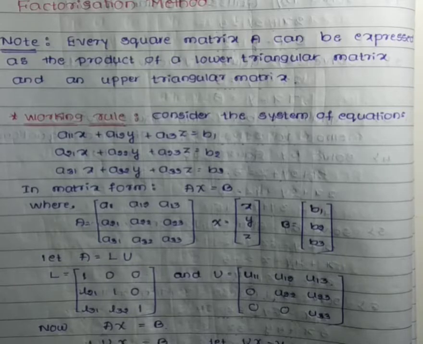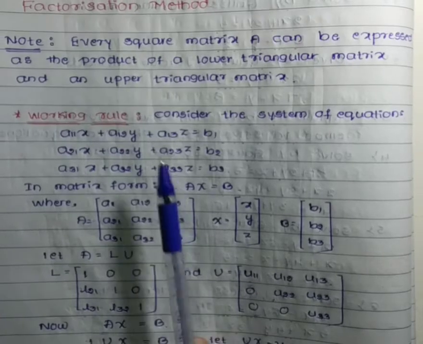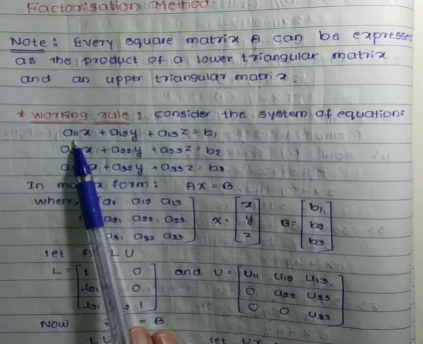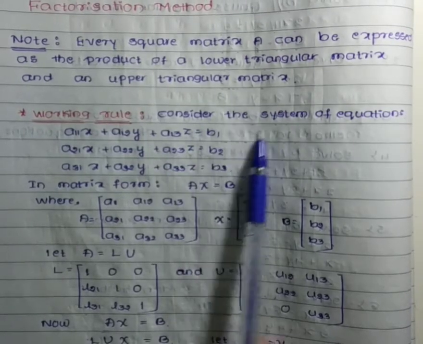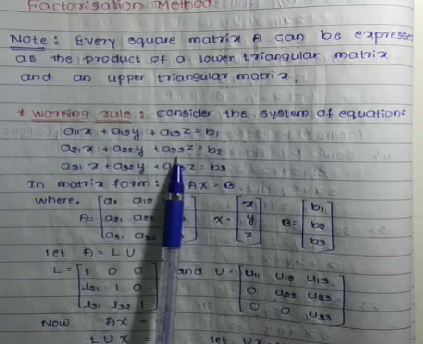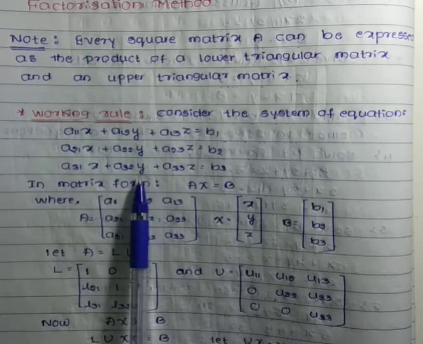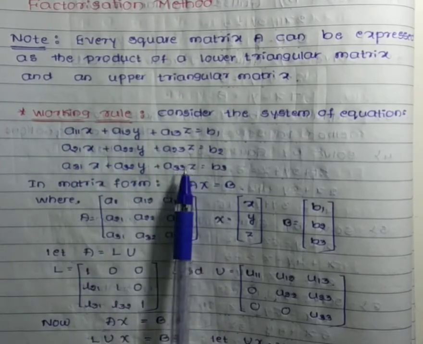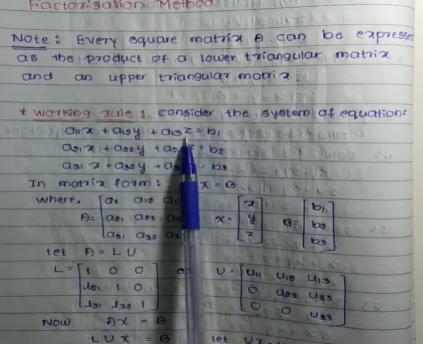I will explain this LU decomposition method by considering three equations in three unknowns. So here let us consider the system of equations in general, that is a11x + a12y + a13z = b1, first equation; a21x + a22y + a23z = b2, second equation; a31x + a32y + a33z = b3. So these three are the given system of equations for which we have to calculate the x, y and z values.